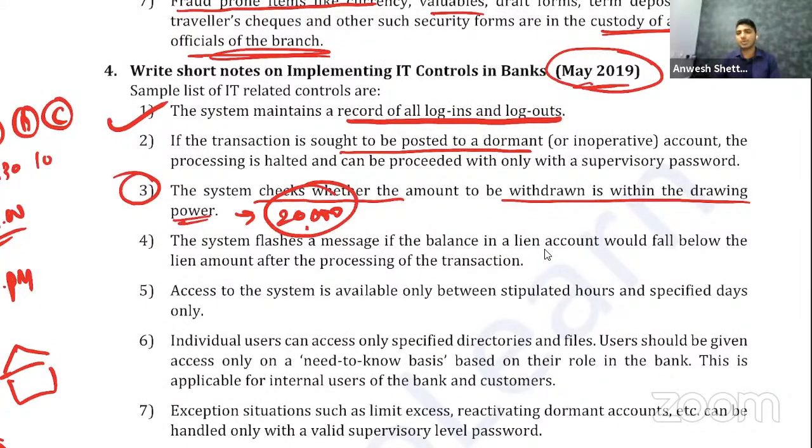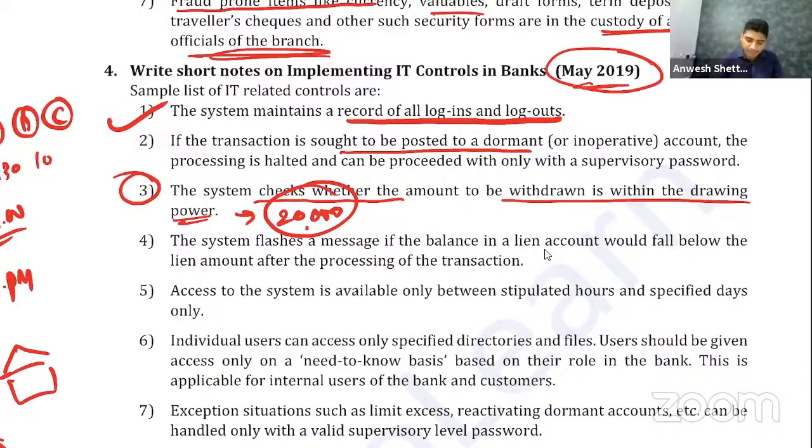No. Do you think there is some person in the bank sitting and seeing one book and checking what your drawing power is? No, it is inbuilt into the software. So every time you put in the amount, the software will check whether this is within your drawing power. If it is not, the transaction gets rejected.